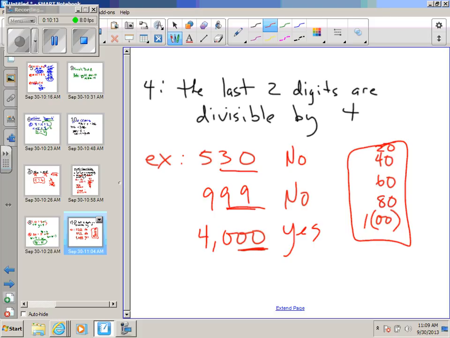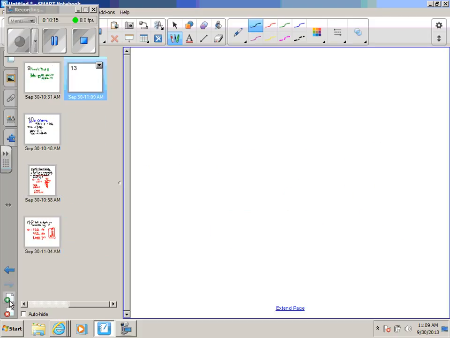All right. 5. It's divisible by 5 if your last digit is a 5 or 0. Does that one need an explanation? Think of your multiples of 5. 5, 10, 15, 20, 25, 30, 35, 40. Right? It's either 5 or 0.